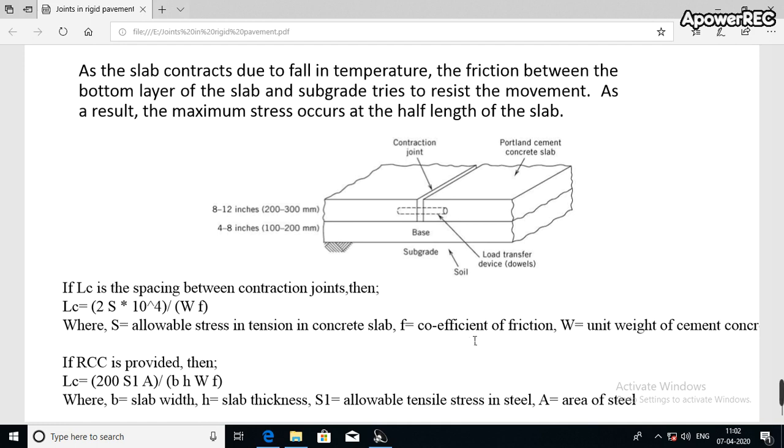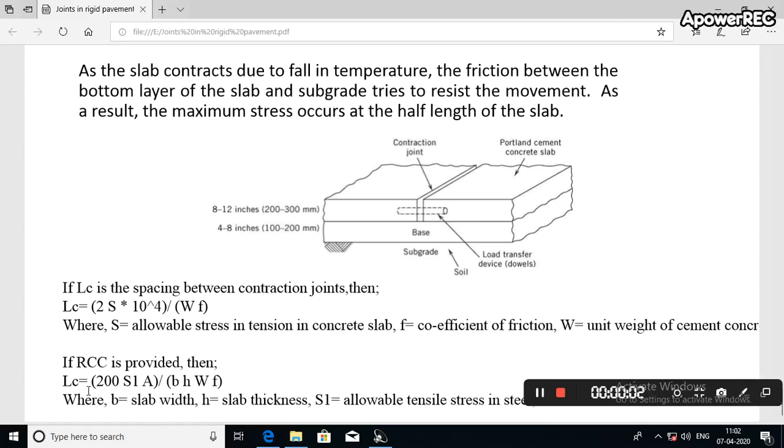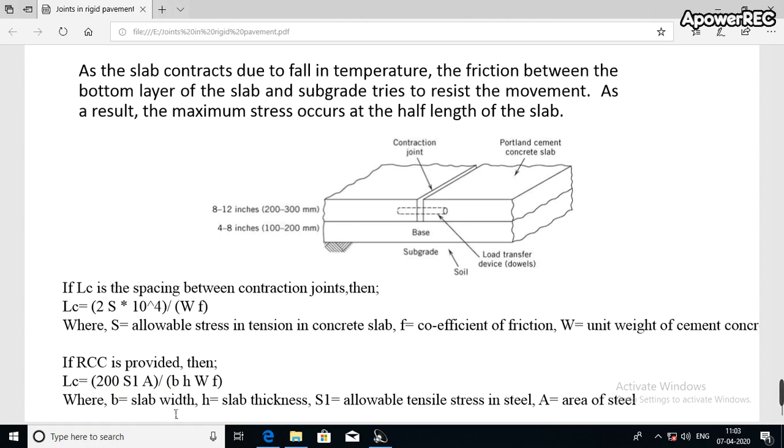Also, if RCC is provided, that is along with this dowel bar, if RCC is provided in either of the slabs, then the equation will change to something like LC equals 200 into S1 into A divided by W into H into S, where W is the slab width, H is the slab thickness, S1 is the allowable tensile stress in steel, A is the area of steel, and obviously LC is the length of the contraction joint spacing. Okay, so that's it for today.